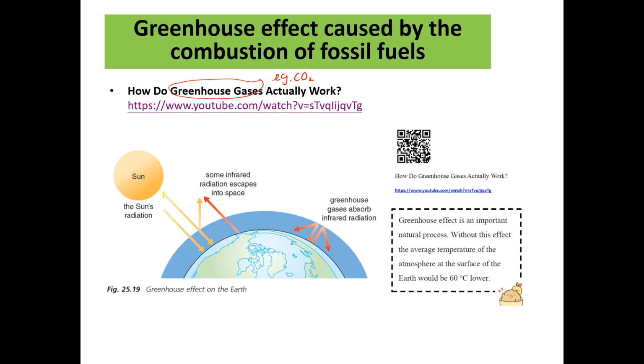When the sun's radiation passes through the atmosphere, of course some of it cannot pass through because of the atmosphere. So when it passes through the atmosphere, it will reach the surface of the Earth. And then, of course, some of the energy will be lost into space, but some of the energy will be trapped inside the atmosphere because of the greenhouse gas.